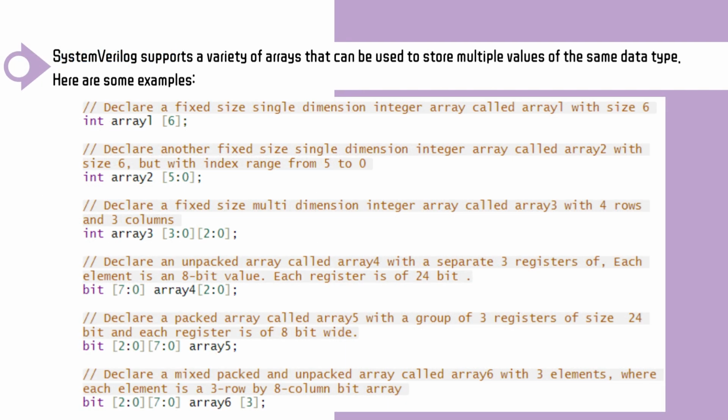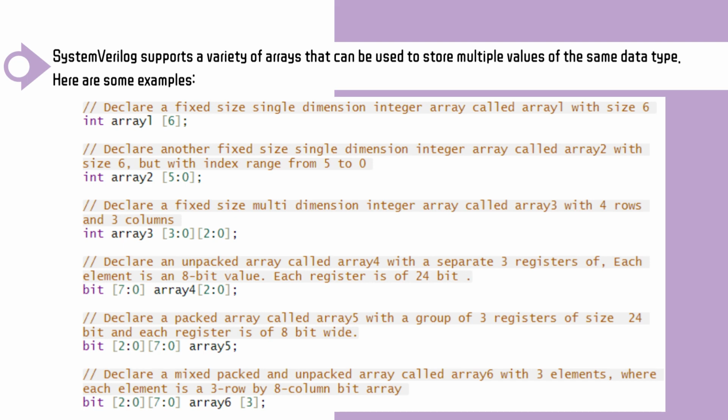SystemVerilog supports a variety of arrays that can be used to store multiple values of the same data type. Here are some examples. int array1[6]. This is an example of a fixed-size single-dimension array. It is declared as an integer array called array1 with a size of 6 elements.